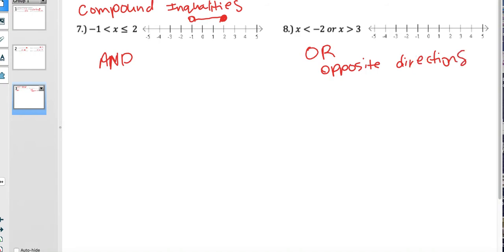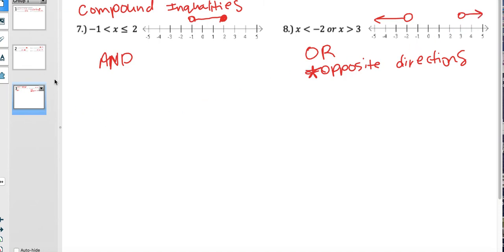So if I want to be bigger than this or smaller than this, my arrows are going to face in opposite directions. So on number 8 here it says x is going to be smaller than -2. So I'm going to have an open circle at -2. I'm going to point to the left to show the values smaller than -2, but then it says or x is greater than 3. So I'm going to have another open circle and I'm going to face to the right.